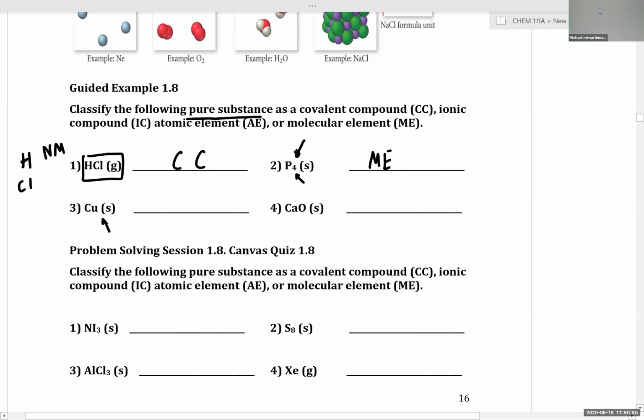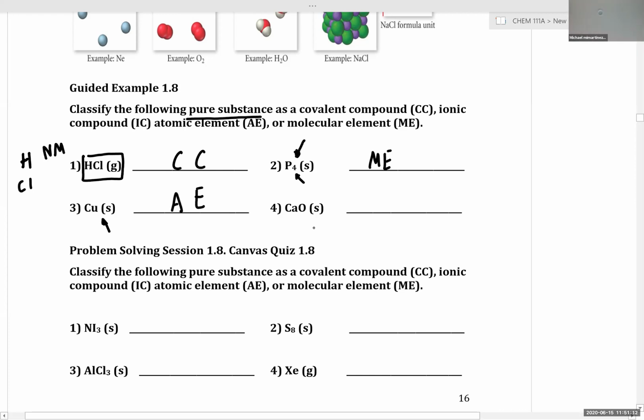Okay, copper solid. Is this an element or a compound? Element, yep. And is this atomic or molecular? Atomic. So this is an atomic element.